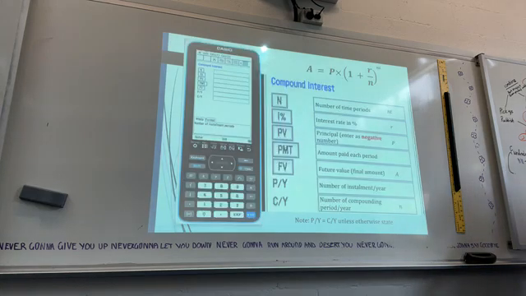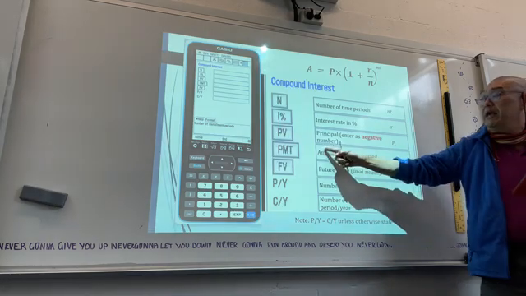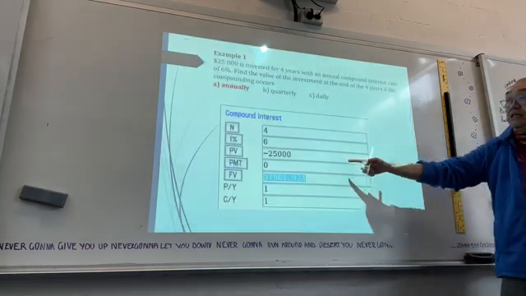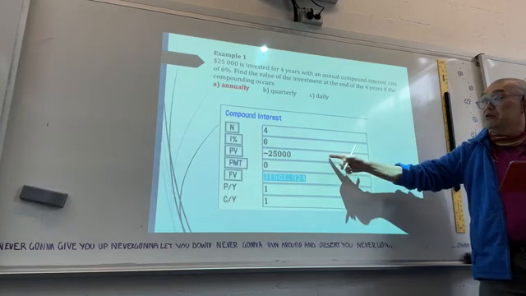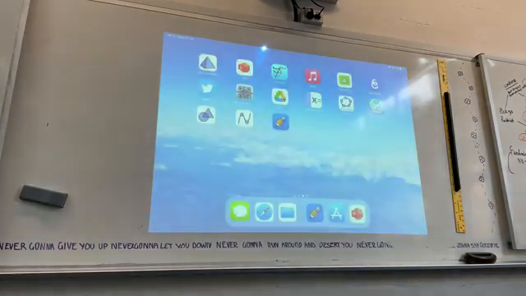Now, because we are looking at the end, we are not paying anything yet. So in this case, PMT is actually 0. You know the present value is minus 25000. I is 6%, N is 4. We are looking for the future value. Let me get my Classpad out.